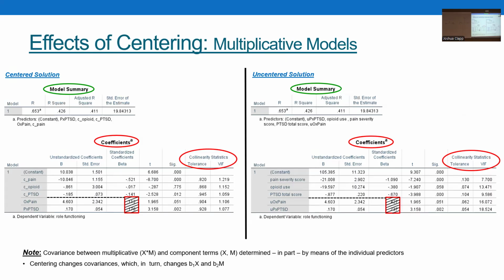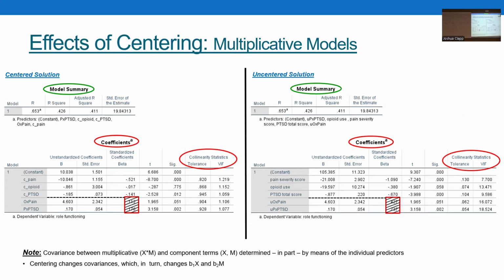This is the simple slope of pain on functioning at average levels of PTSD, holding opiate use constant, right? This is the simple slope of opiate use on functioning at average levels of PTSD and pain. This is the conditional effect of PTSD on functioning, controlling for opiate use, at average levels of pain. Okay. These also represent conditional effects. These are just different conditional effects because zero means different things in this model versus that. People kind of see what's happening with this?